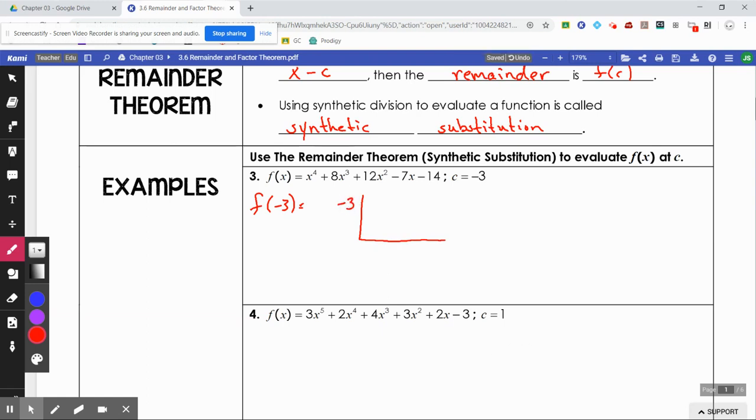How do we plug in -3? How do we find f of -3? Then just do this. Go through the exact same process you normally would. It also makes you really good at synthetic division.